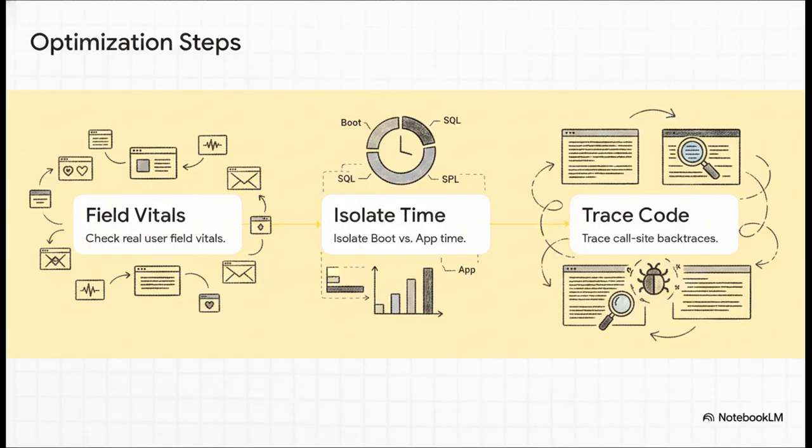Which brings us to Section 5, the Developer Workflow Methodology. When you run into a performance bottleneck today, you just don't have to guess anymore. You follow a really logical, evidence-based approach. Step 1. Check the field vitals from your actual users to confirm there's a pain point. Step 2. Isolate the macro time split to see if you're dealing with a boot, SQL, or app issue. And Step 3. Use those call site backtraces or XDebug profiles to trace the problem all the way down to the exact line of code.